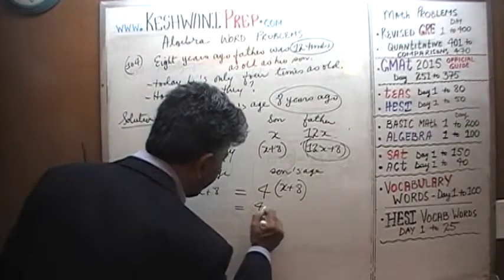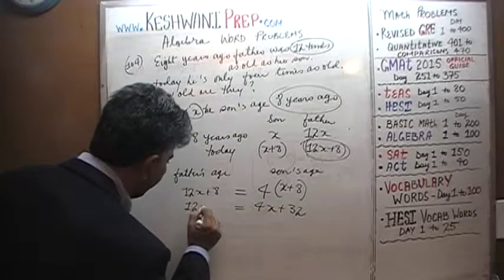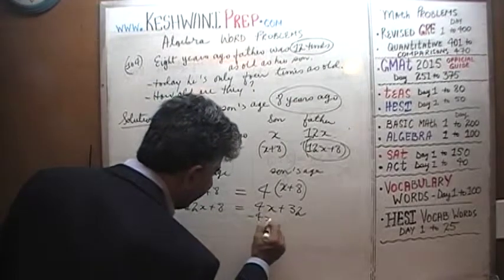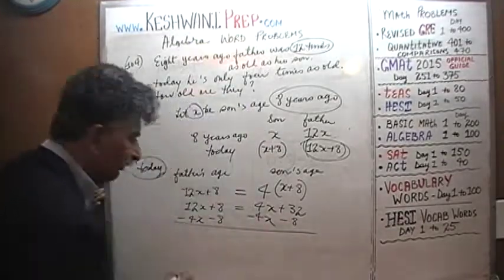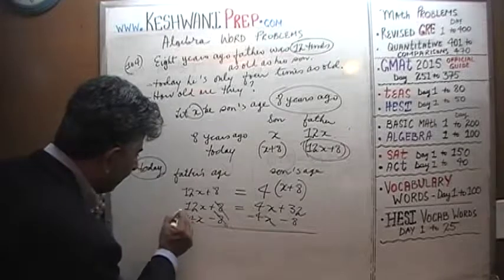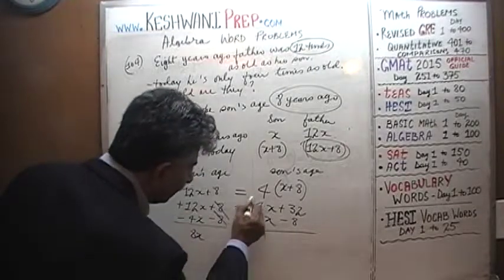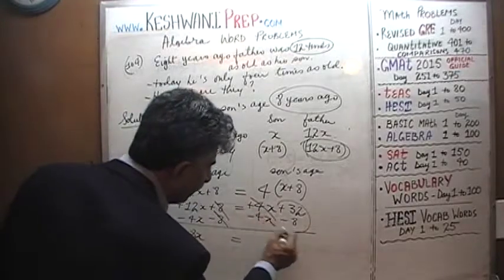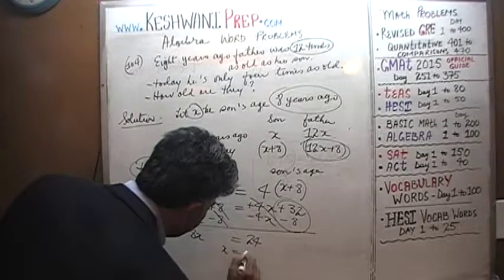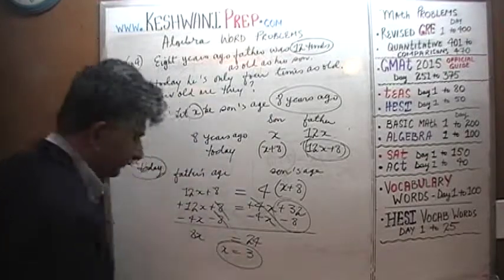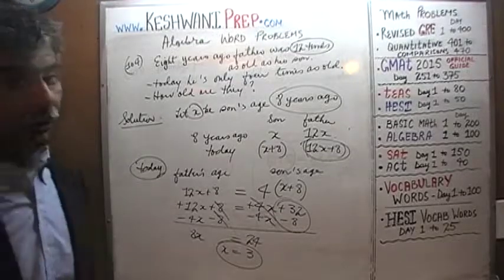The rest is very simple, the rest is downhill. We get 4x plus 32 equals 12x plus 8. Subtract 4x from both sides. Subtract 8 from both sides. And the rest is very simple. 12x minus 4x gives us 8x, the 8 drops out, and 32 minus 8 is 24. Which means x is 3, so the son is 3 years old.